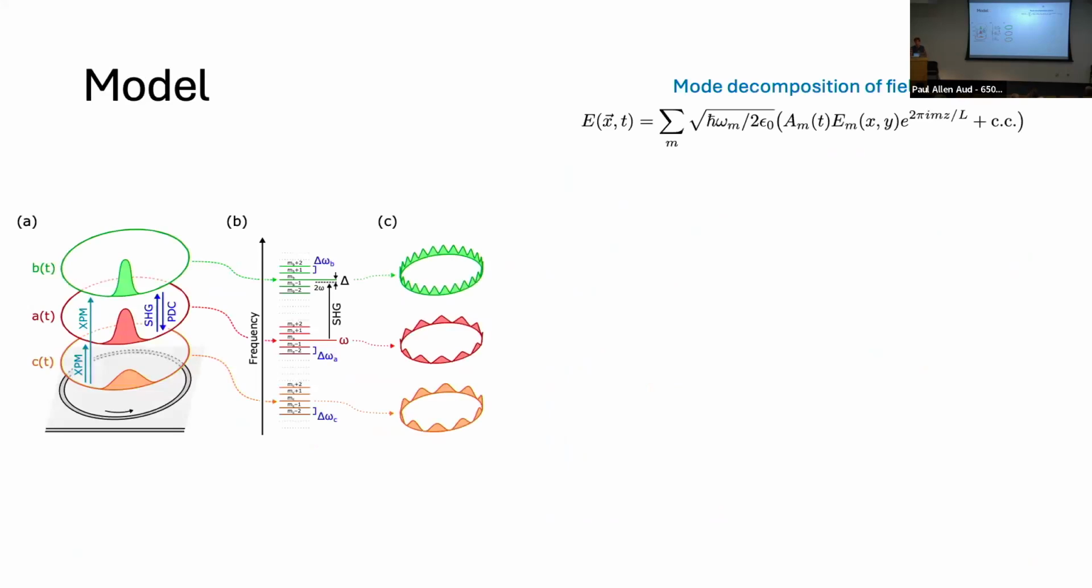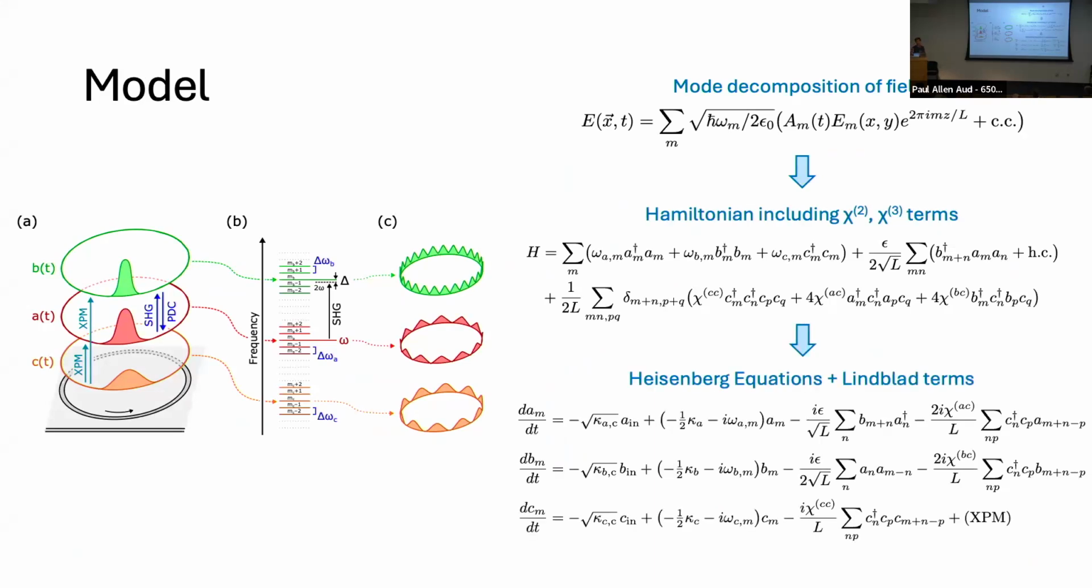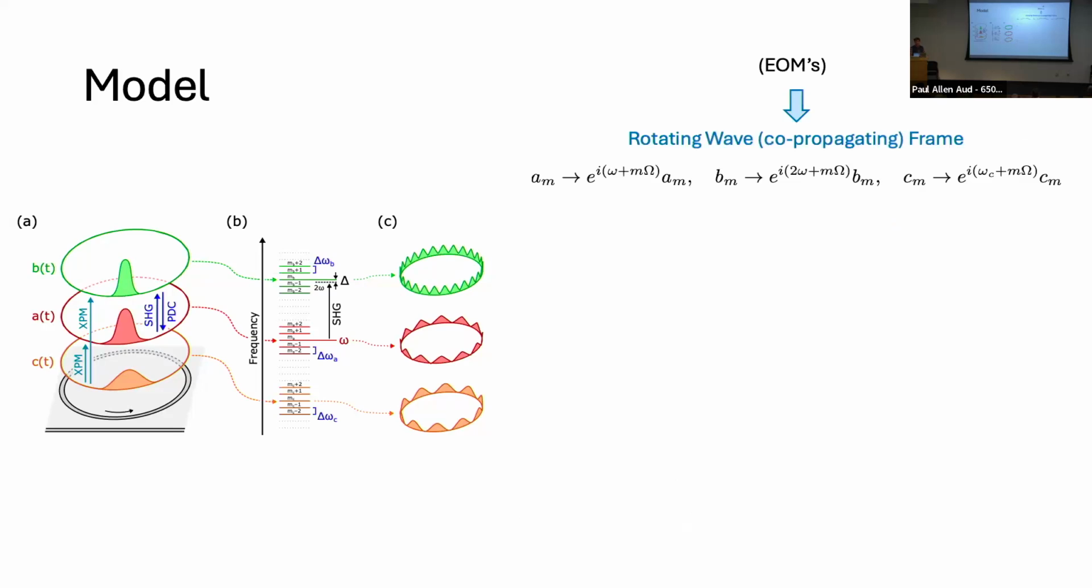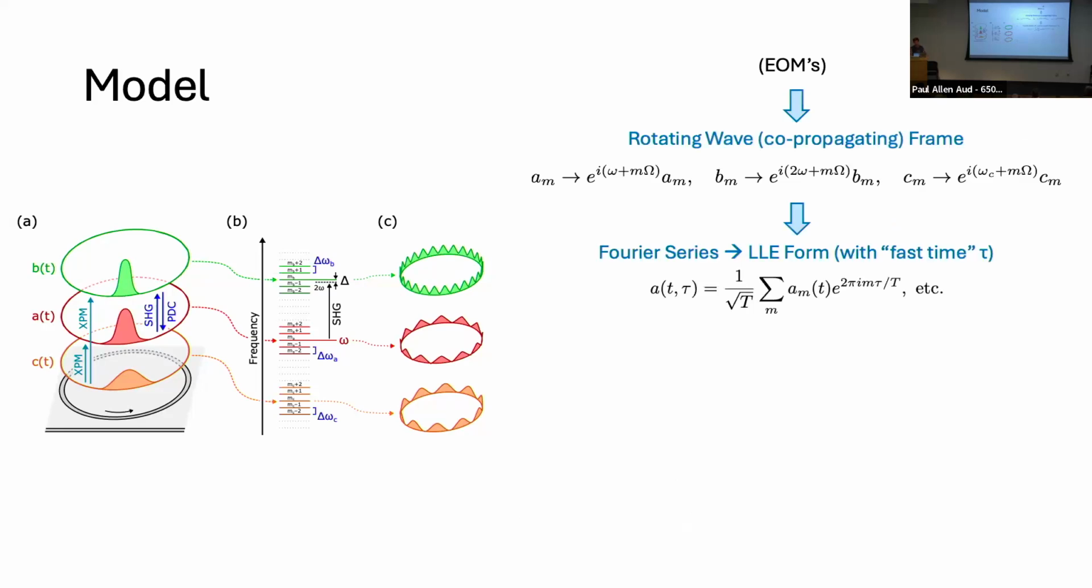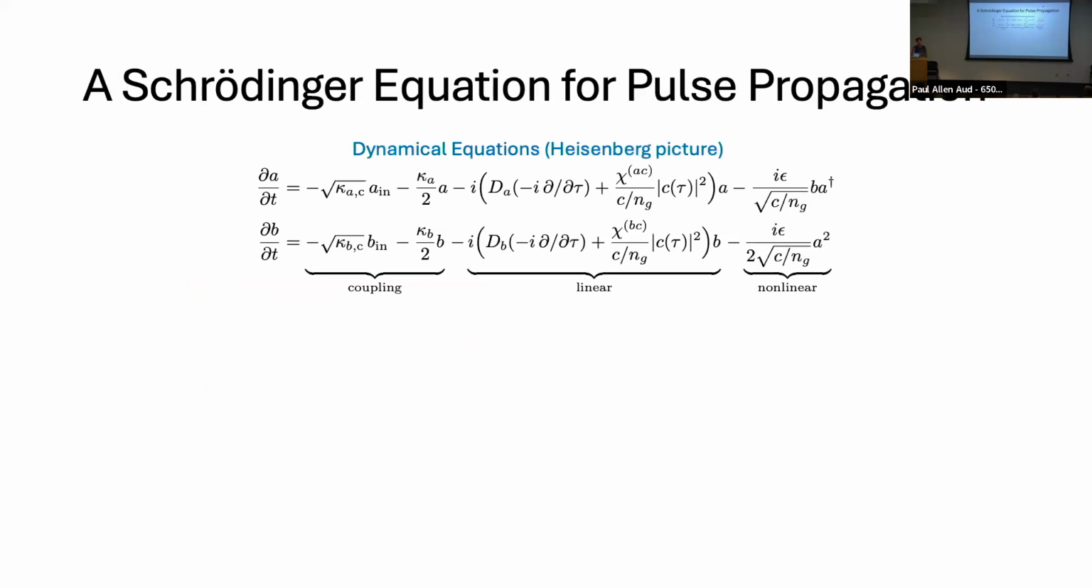I'm going to start here with the model. Here we're going to have a ring cavity with an E field, which is a sum over normal modes. The Hamiltonian has linear, chi2 and chi3 terms. And then from this, you get Heisenberg equations. And from these EOMs, you go into a rotating wave frame, you perform a Fourier transformation, and then you get a Lugiato-Lefever equation for the intracavity waveform, which consists of terms for external coupling, dispersion, the chi2 nonlinearity, and then this additional trapping term.